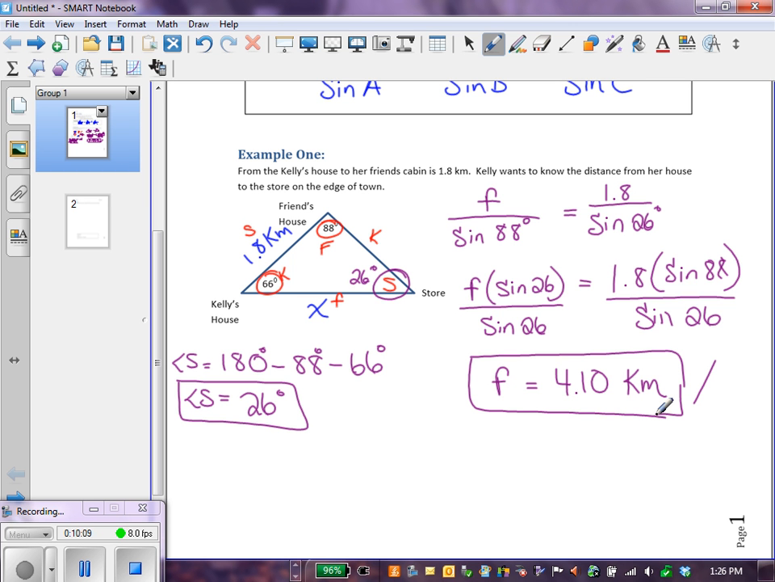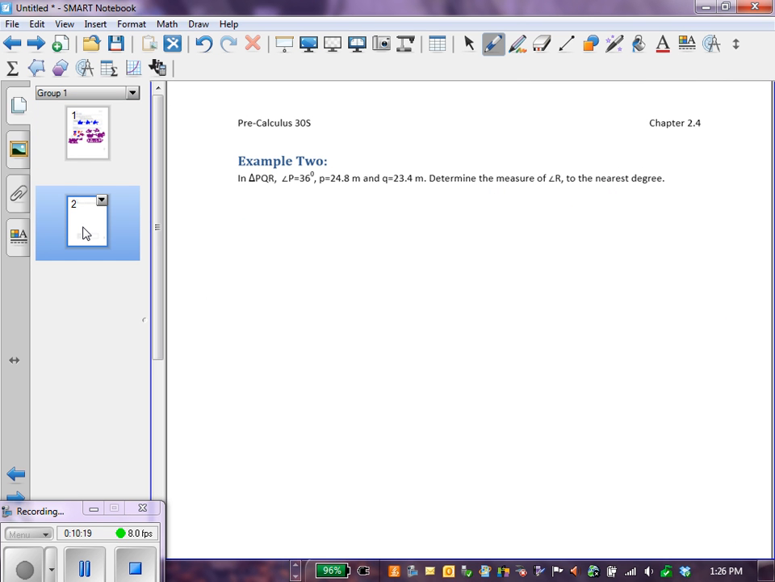We practice this stuff. Tomorrow we're going to use sine law to do ambiguous cases, which is a little bit more interesting, shall we say. It's not difficult. Like I said, you just have to do that. Ladies and gentlemen, I want to test your skills, and I want you to draw triangle PQR based on the information given there.